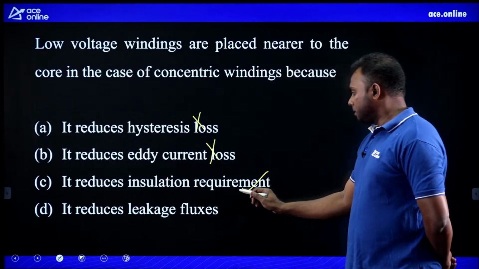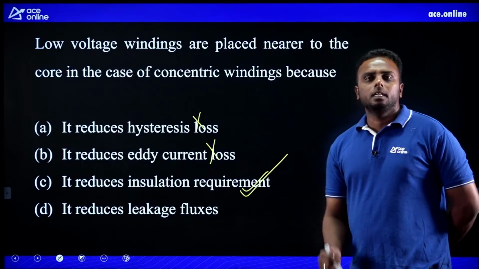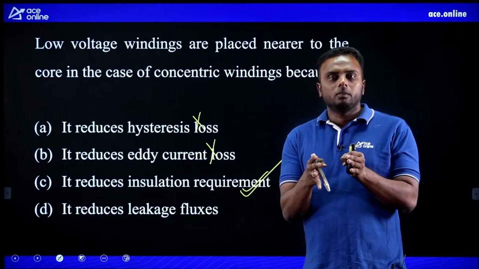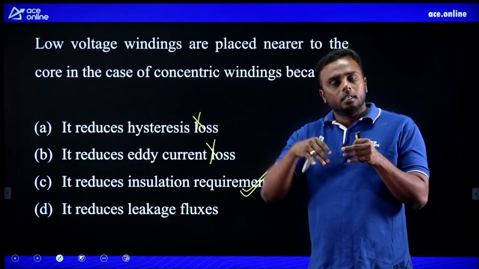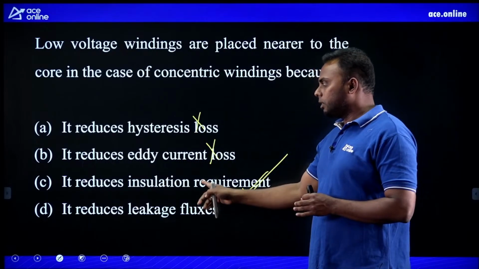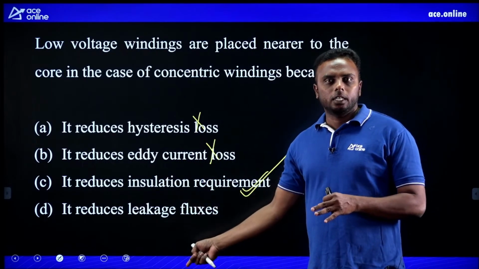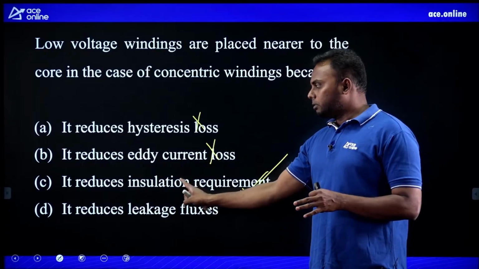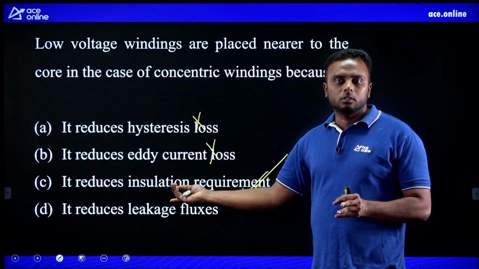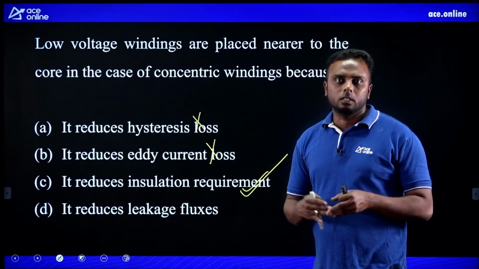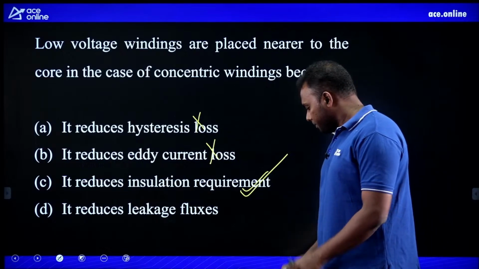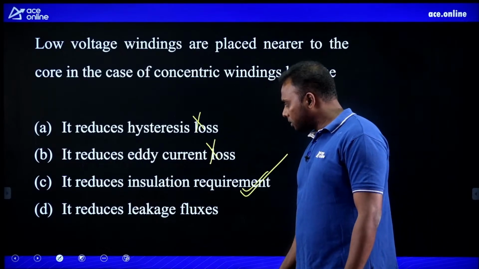Now we have to choose C only, because mainly by placing the LV winding near the core, the insulation requirement will reduce. With that, the remaining leakage flux, everything will reduce. First, insulation will reduce. Leakage flux also reduces, but whenever insulation reduces, then only this will reduce. Otherwise if insulation is not reduced, distance will be more and leakage will not reduce. That's why first preference is that insulation will reduce mainly. Okay, next question.